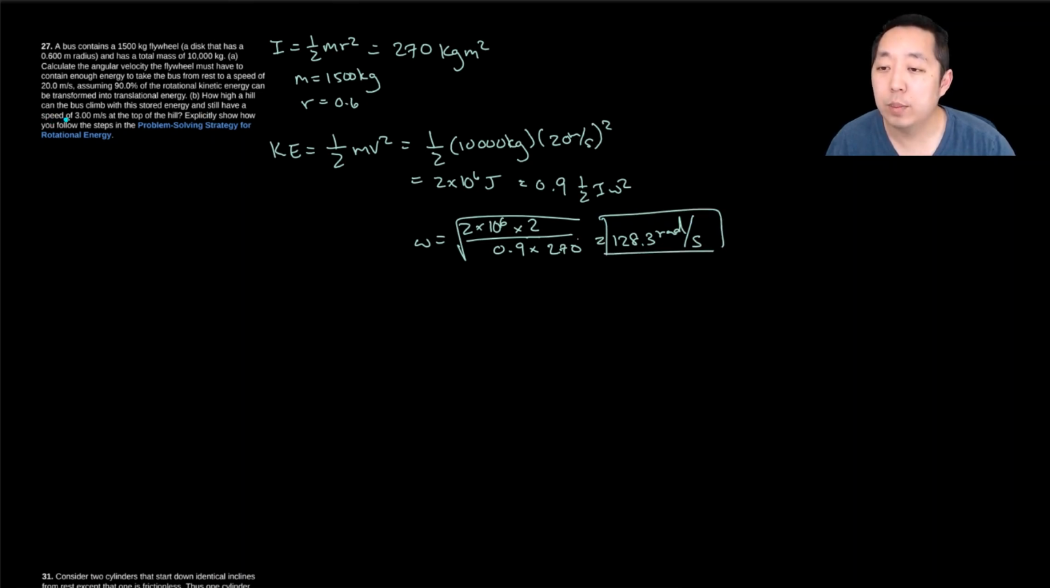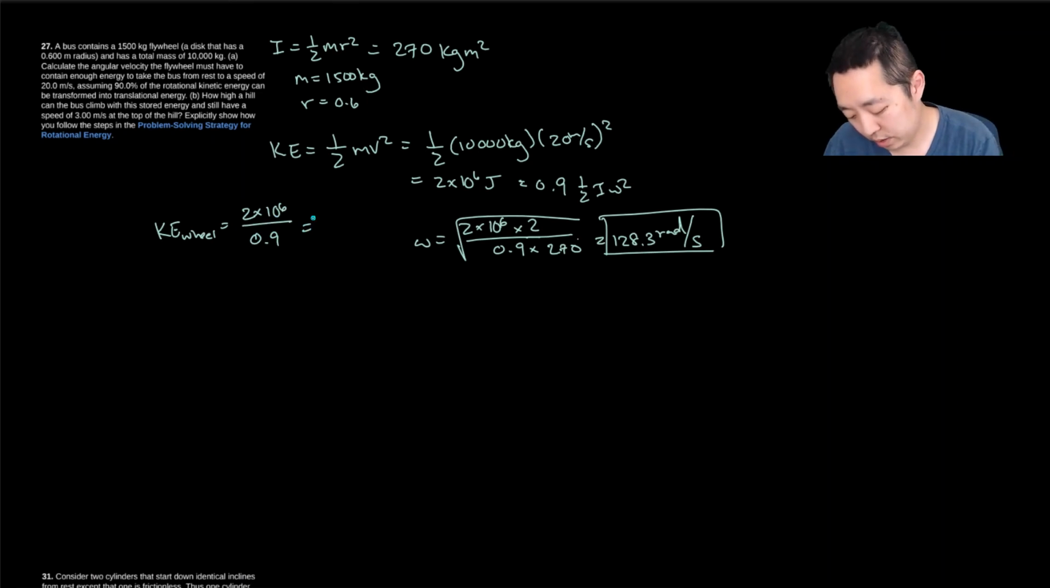How high a hill can the bus climb with this stored energy and still have a speed of 3 meters per second at the top of the hill? So if we were to say all this energy in the flywheel, so what's the energy in the flywheel? It was just 90% of this. It was 2 times 10 to the 6th divided by 0.9. And that's 2.22 times 10 to the 6 joules.